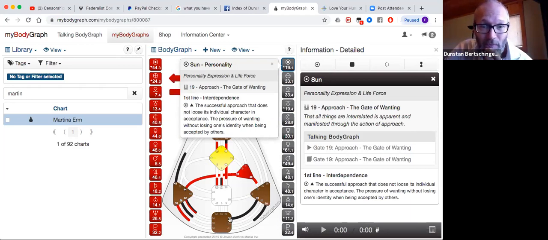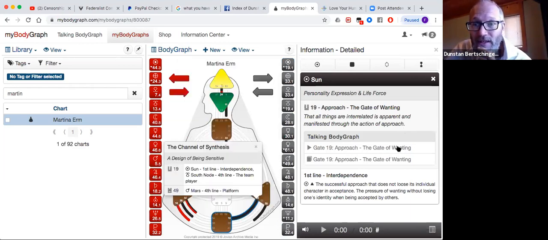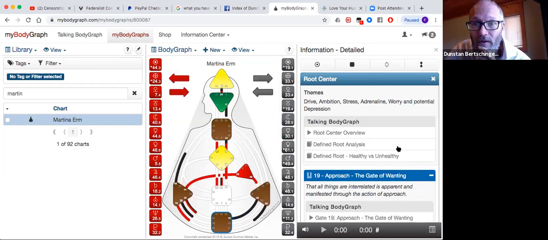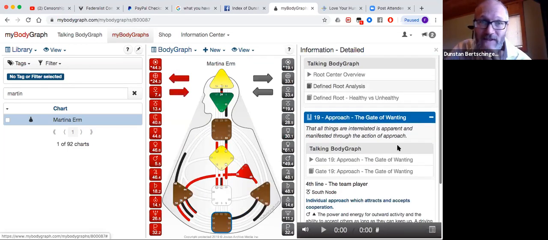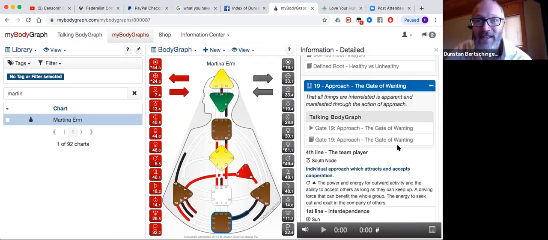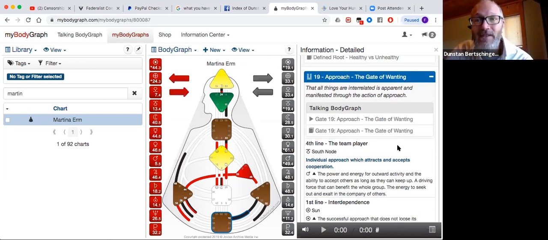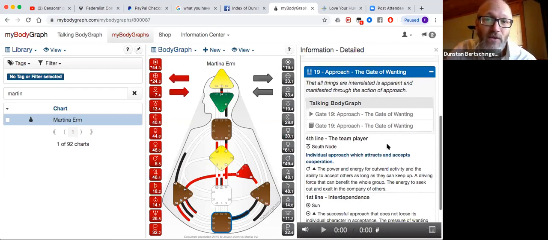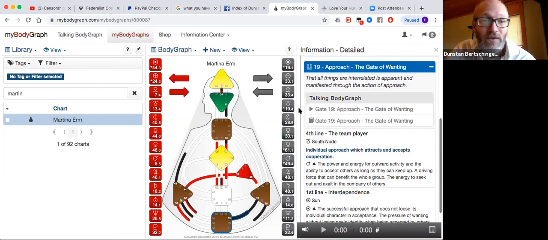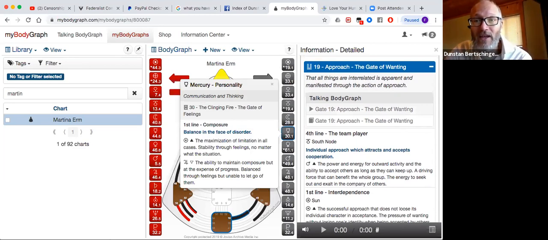Let's go back to the gate itself, and we'll pick up the keynote for that. Approach is the name, and the gate of wanting is the keynote. That all things are interrelated is apparent and manifested through the action of approach. You also have it in gate 4. Can you see it's in your south node as well? So you also have it in gate 4.